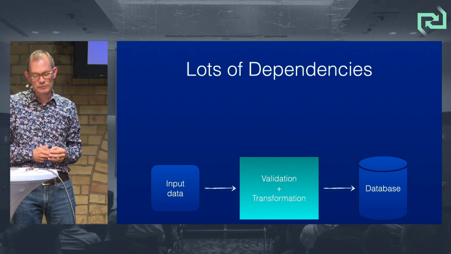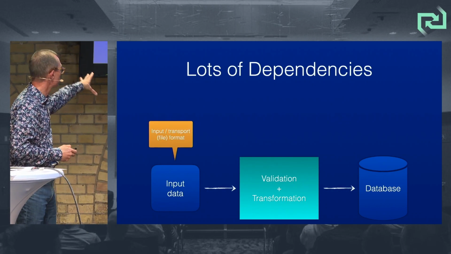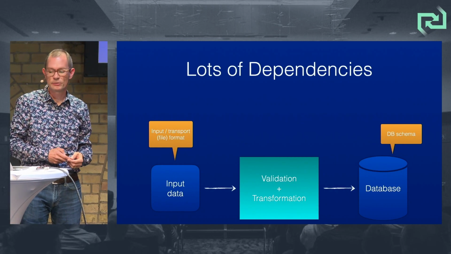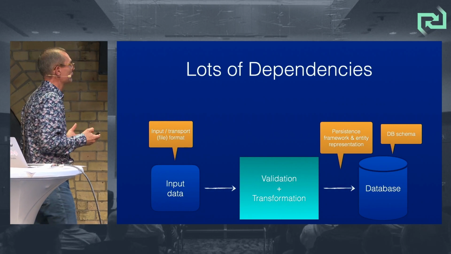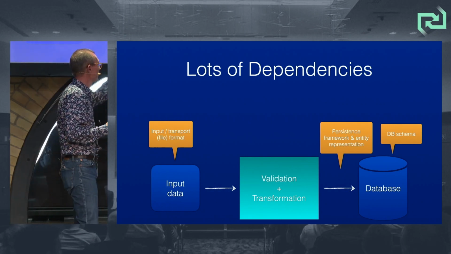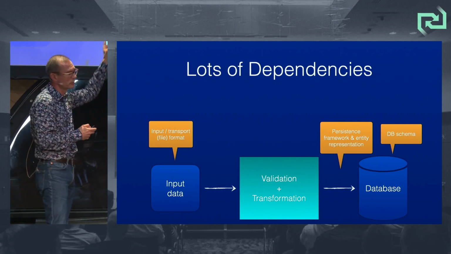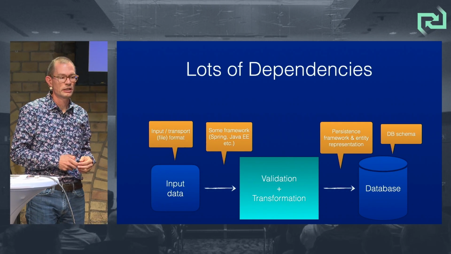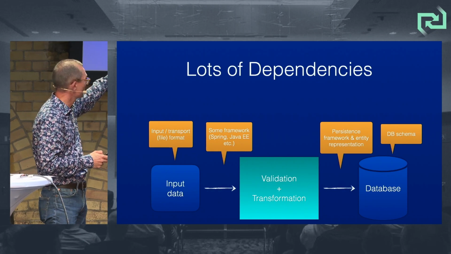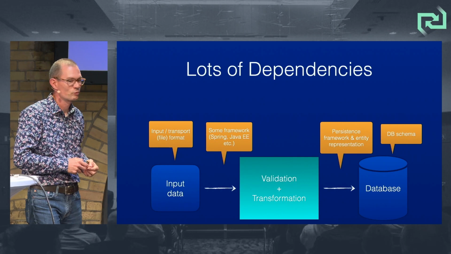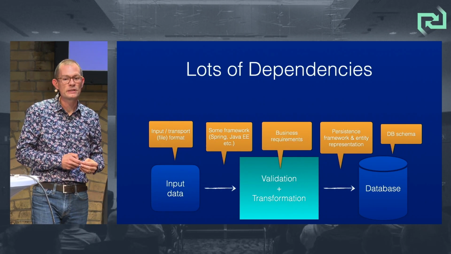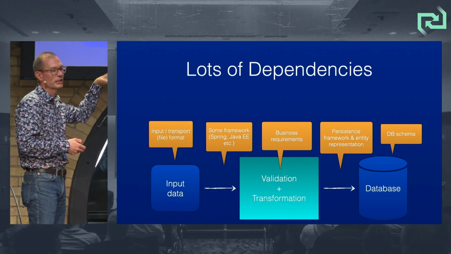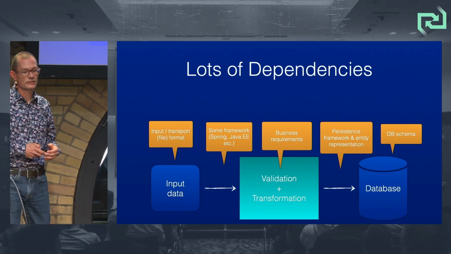But even in this simple example, we've got lots of dependencies. For example, the input format of the data, the database schema. You're dependent on this, and this is a heavy dependency. Maybe you're dependent on the persistence framework and the entity representation. You will not store your data directly to the database. Why not? Well, you're dependent on a persistence framework. You're dependent on some other framework, for example for the REST endpoints or whatever you will be using. Does someone see the other dependency? Do you have an idea? I think that's our business requirements, and we're dependent on them too. It's a different kind of dependency, but we don't code the validation and transformation for our own fun. We've got some business requirements to fulfill.